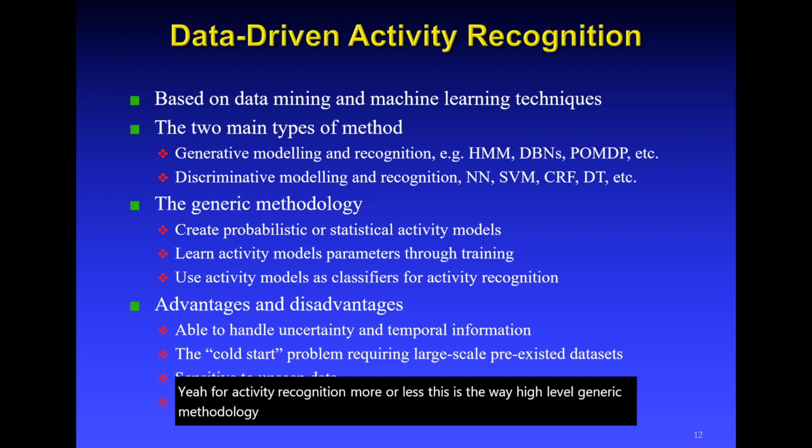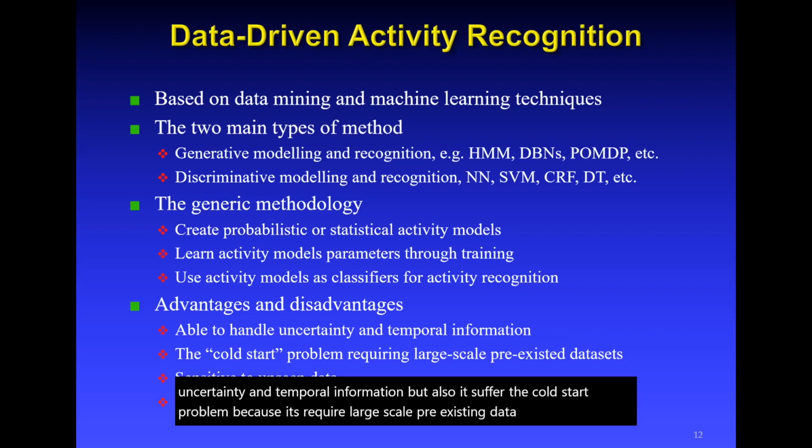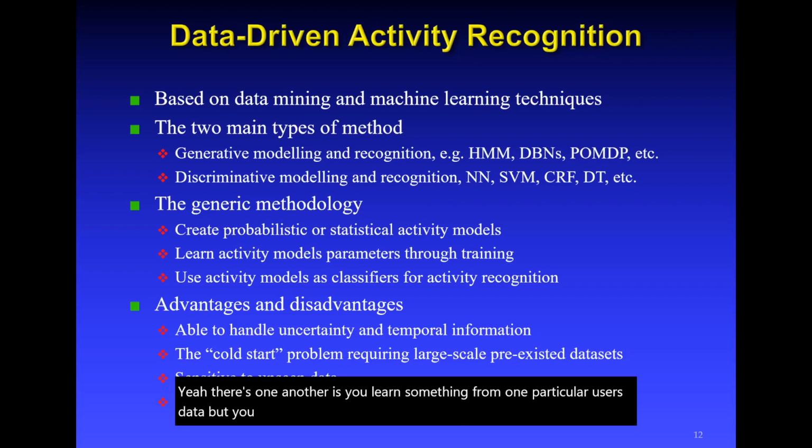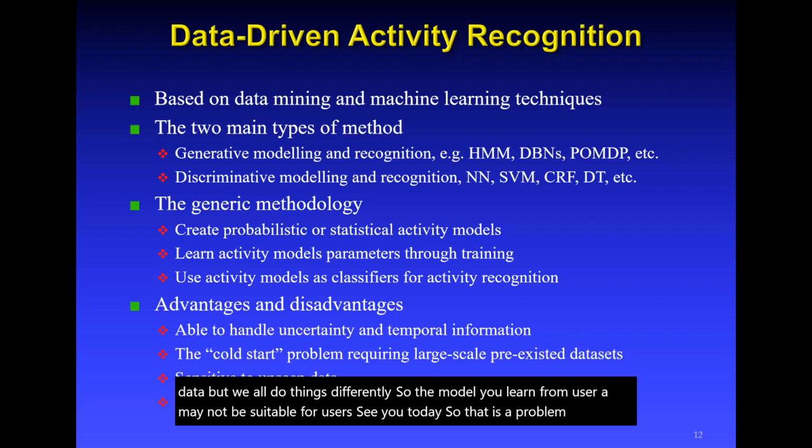The advantage is that the data-driven method is able to handle uncertainty and temporal information, but it also suffers from the cold start problem because it requires a large-scale pre-existing data set. There are also other problems, because when you learn the data model, only when the data contain what is happening can you learn it. If the data set does not contain the knowledge, you will never learn that. Another is that you learn something from one particular user's data, but we all do things differently. So the model you learn from user A may not be suitable for user C or user D. That is a problem for data-driven activity recognition.